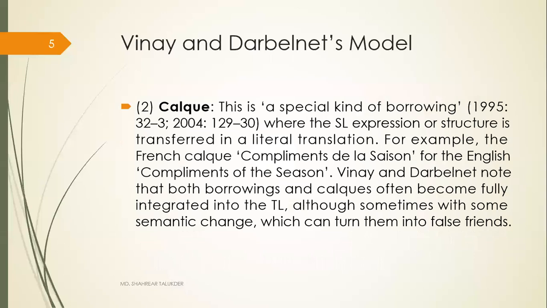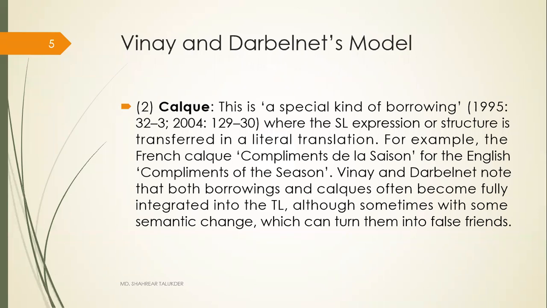Now there is another kind of borrowing, a special kind of borrowing. We call it calque, C-A-L-Q. What is calque? This is a special kind of borrowing where the source language expression or structure is transferred in a literal translation. So here it's not only the word. Rather, the whole expression and also the structure, even the sentence structure, will be borrowed and used directly in the target text. That is called calque.